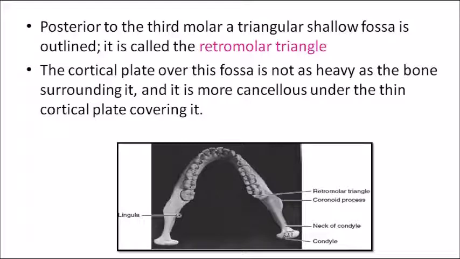Now the significance of this triangle is that the cortical plate over this fossa is not as heavy as the bone surrounding it. It is more cancellous under the thin cortical plate covering it. So that's the point at which there is a chance of fracture or of infection spreading out, because the cortical plate over this fossa is not heavy compared to the surrounding bone. So the retromolar triangle is a shallow triangular depression or fossa posterior to the third molar.